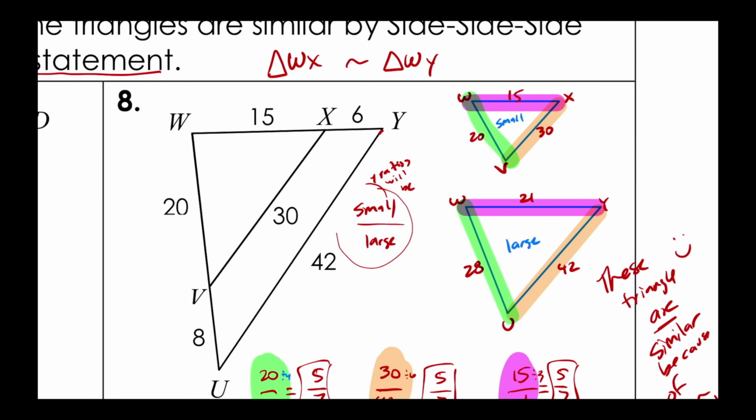And then if we look down here, V, well, what does V match up with? Well, it's green and orange. So green and orange is U. So V and U match up. So V on the small, U on the large. And there you go.